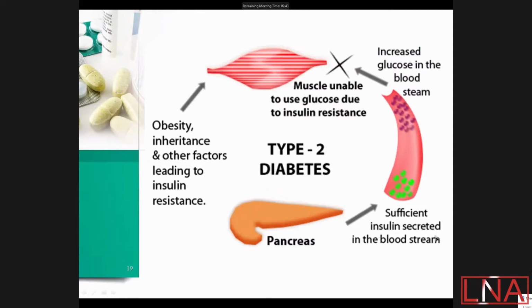Sufficient insulin is secreted into the bloodstream, and the glucose level is increased in the bloodstream, sometimes because of insulin resistance. Muscles are also unable to use glucose, but not because there is not enough insulin, rather because there is insulin resistance, and as a result, obesity and other factors lead to insulin resistance.